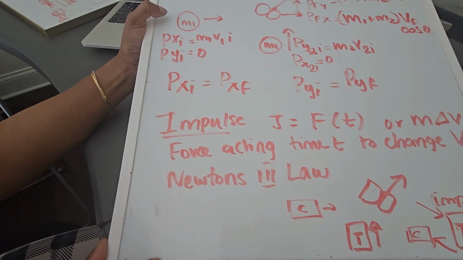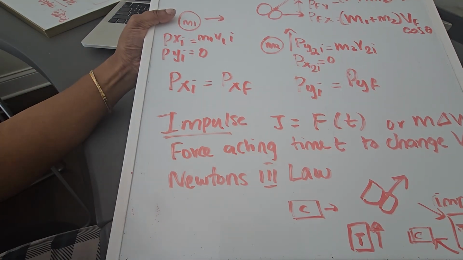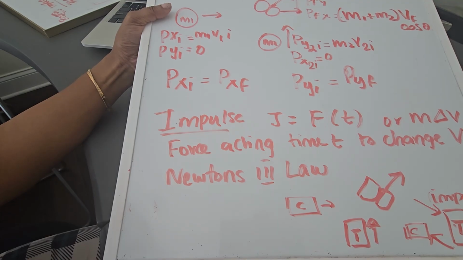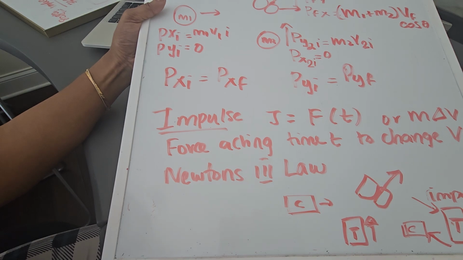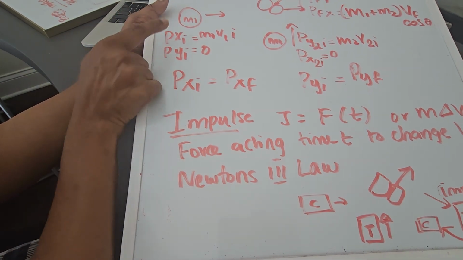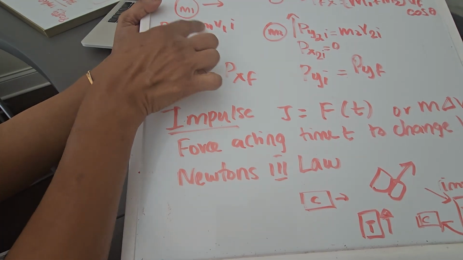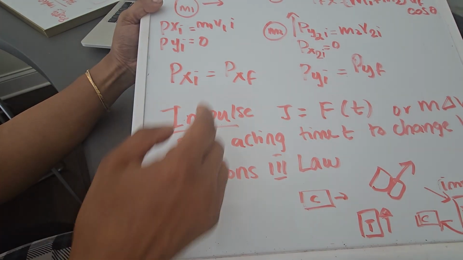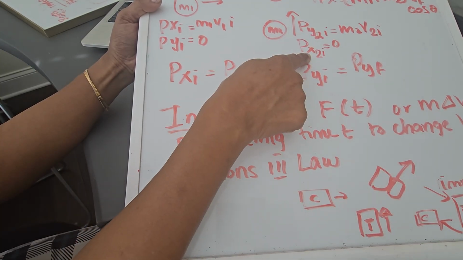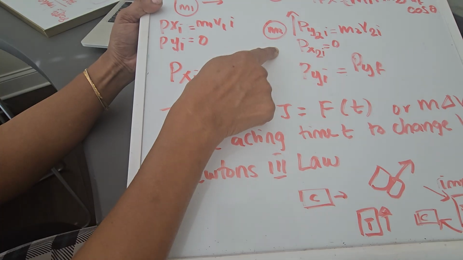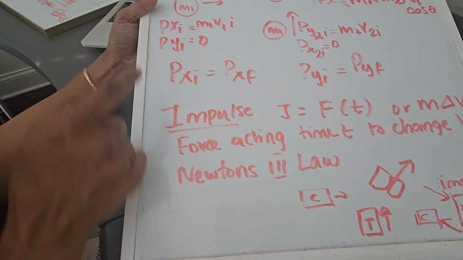For this example, M1 is moving horizontally. M2 is moving vertically up, and then they collide, stick together, and go at an angle. To solve this problem, the initial momentum before the collision in the x direction is from M1, whereas initially the y momentum is from M2, and there is no x direction momentum for M2. In the same way, there is no y momentum for M1, so I put it as 0.